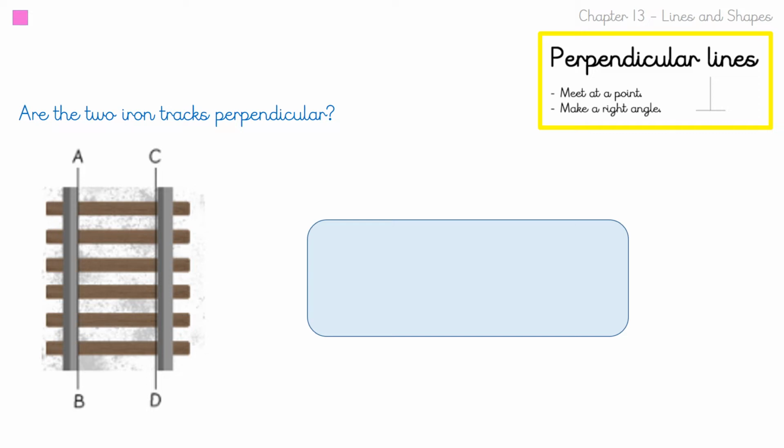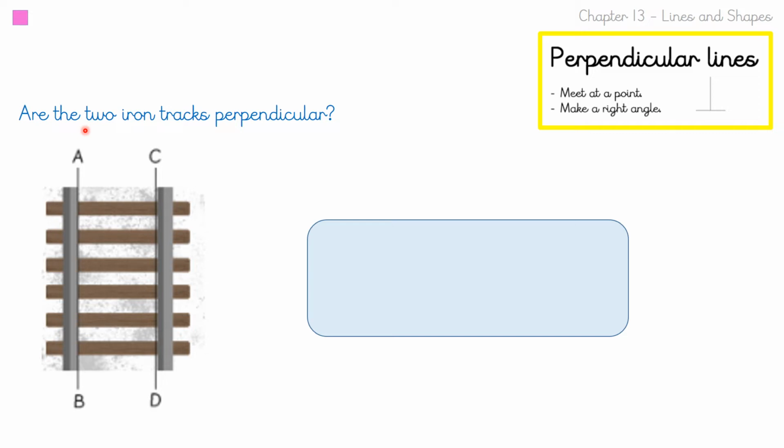Answers. So we can see that the two iron tracks, and I'm giving them the name AB and CD, so you know what I'm talking about when I describe the lines. So AB and CD are not perpendicular lines because they do not meet at a point. Even if we extend them, even if we pretend they keep on going, they will never meet at a point. So they do not make a right angle.